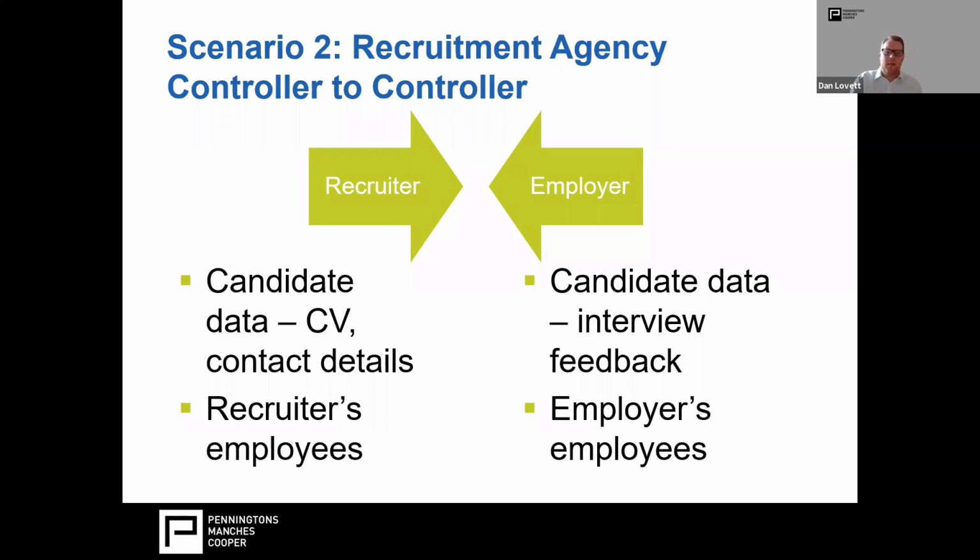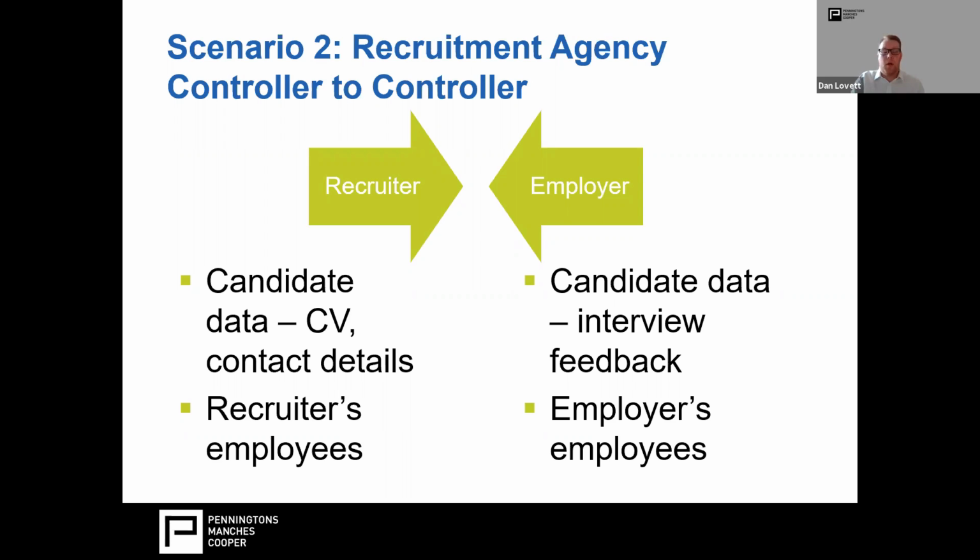Okay, so the second scenario we're going to talk about is controller to controller sharing. This is about a recruitment agency. On one side, you've got the recruiter who is going out to the market trying to find candidates, and then the employer who is trying to hopefully find a suitable candidate to employ. So the starting point with controller to controller, it's good to think about who holds what personal data initially and why they are sharing it.